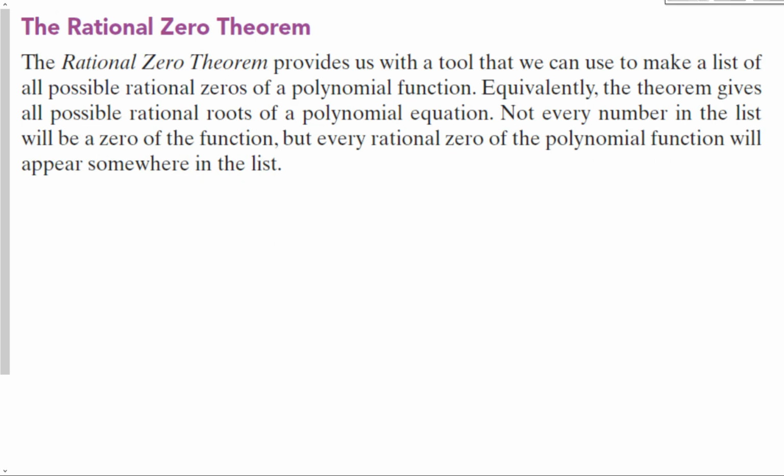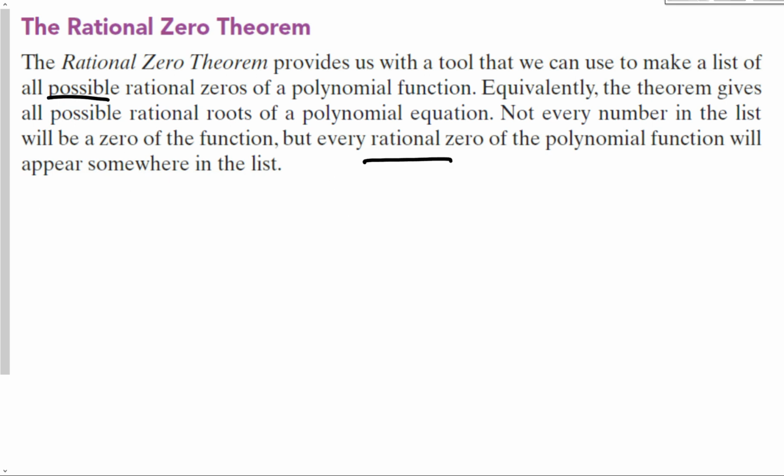Okay? So to help us get all those zeros, because we're not necessarily going to be given any of them, in order to get all these things, we're going to use something called the rational zero theorem. The rational zero theorem provides us a tool that we can use to make a list of all possible rational zeros, not the actual zeros, right? All the ones that are actually possible. Equivalently, the theorem gives us all possible rational roots of a polynomial equation. Not every number in the list will be a zero of the function, but every rational zero of the polynomial function will appear somewhere in that list. Okay, so that's all the rational zeros.